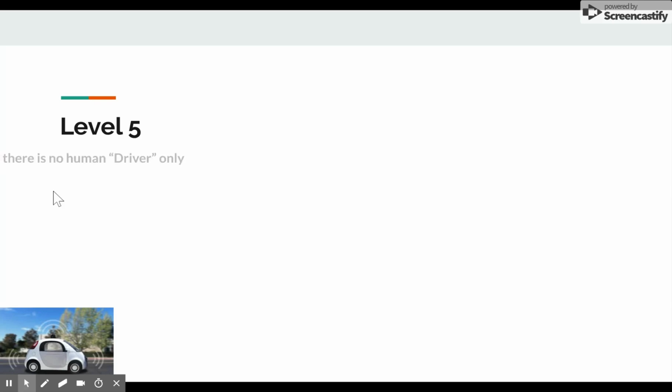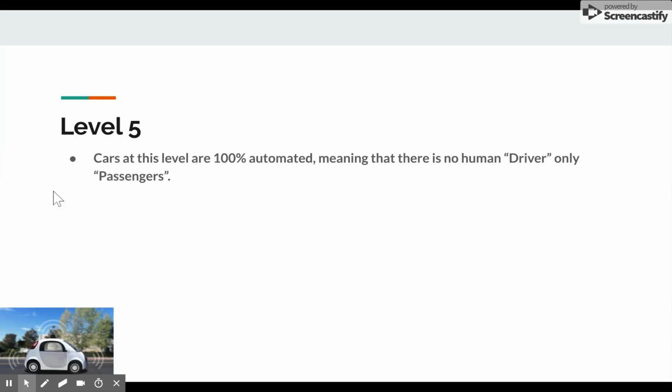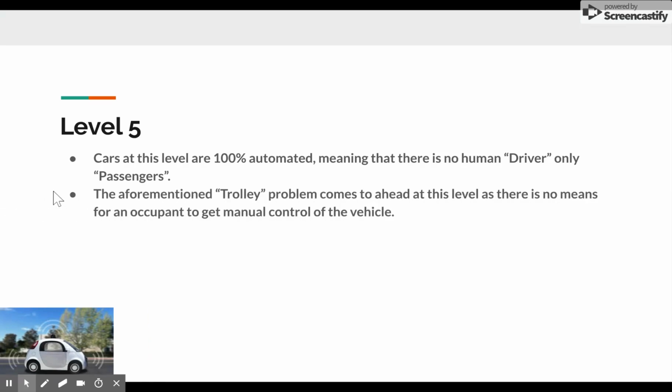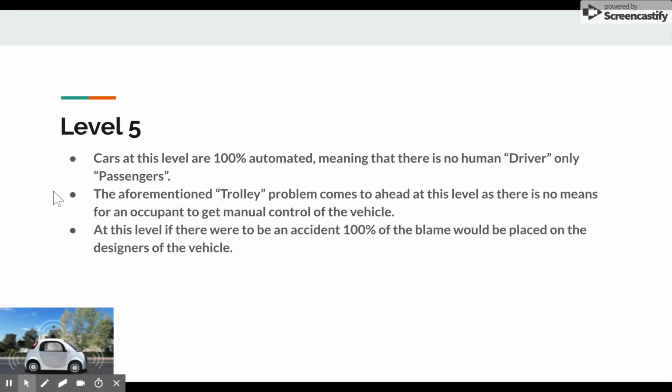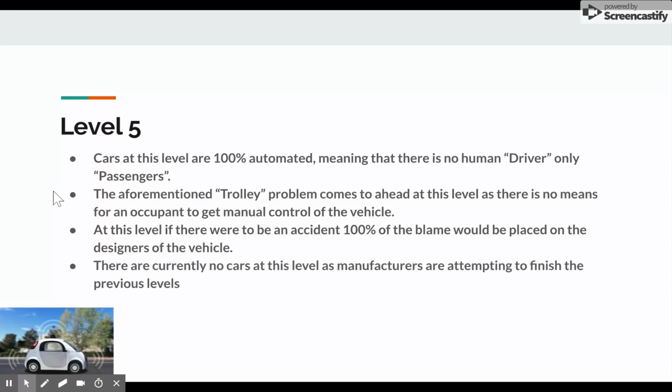Level 5. Vehicles at level 5 are 100% automated, meaning that there is no steering wheel or pedals for manual control. This eliminates the human driver, leaving only passengers. Therefore, the trolley problem mentioned in level 3 comes to a head, because if it did happen at this level, there would be no means for occupants to potentially get manual control of the vehicle. Therefore, if this did happen at this level, 100% of the blame would be placed on the designers of said vehicle. There currently are no vehicles at this level, as manufacturers are attempting to finish prototypes for the previous levels.